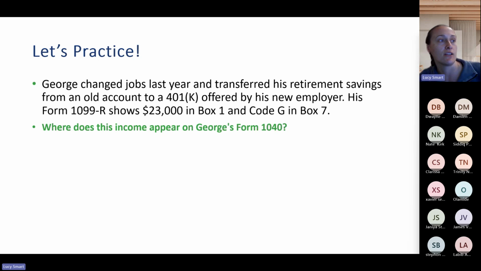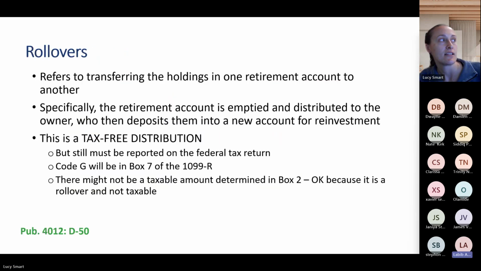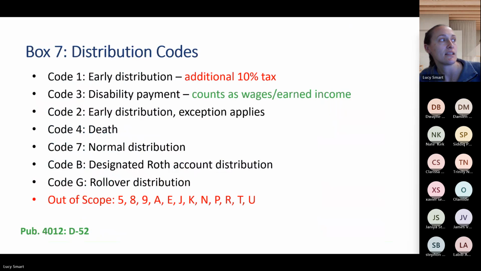Let's go back and check out our list. Code 1, early distribution, additional 10% tax unless we have an exception. Code 3 is for a disability payment, and we need to remember that it counts as wages or earned income if the person is under retirement age.